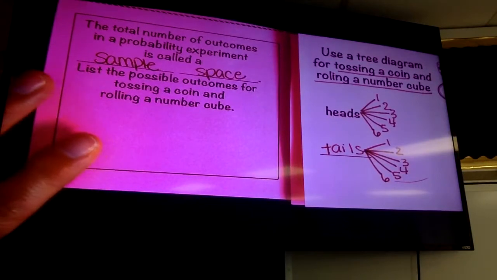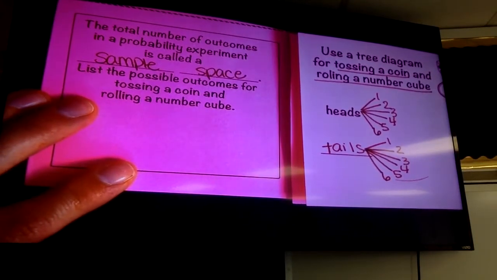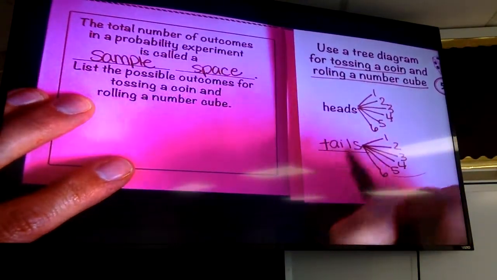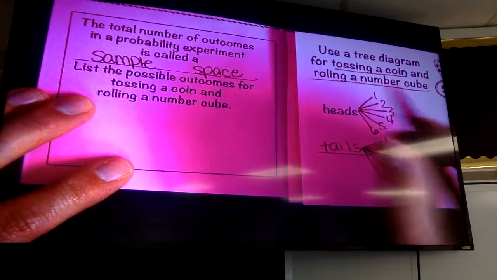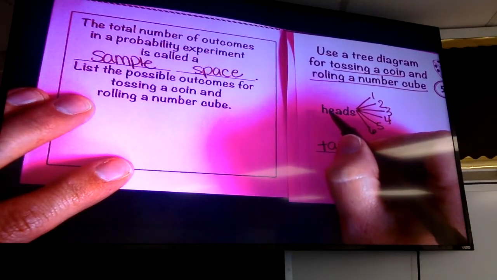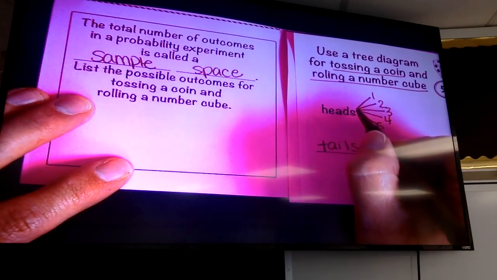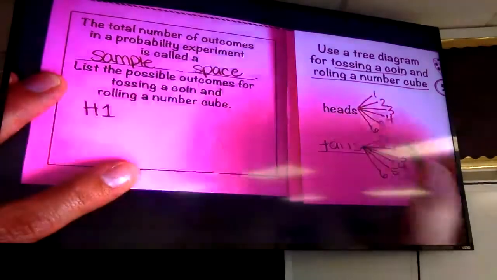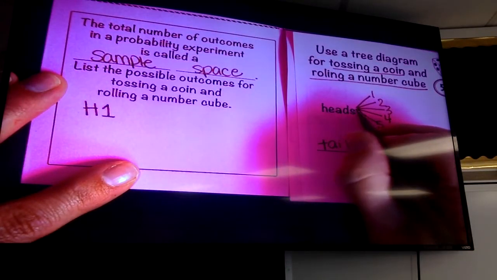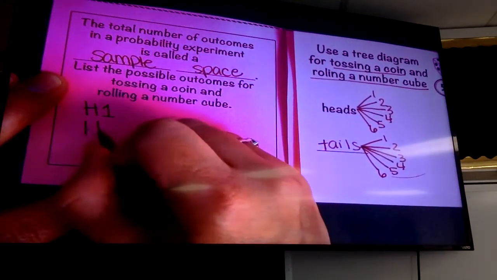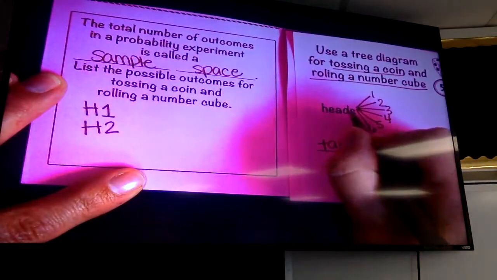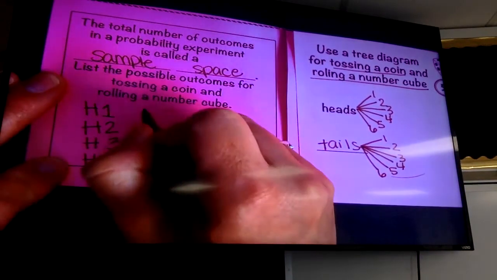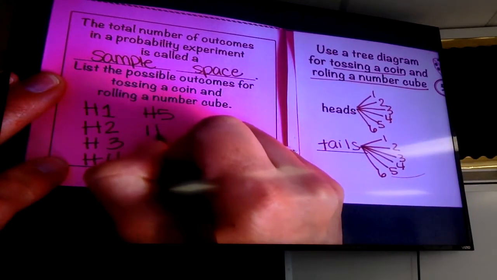Now we're going to list all the possible outcomes for tossing a coin and rolling a number cube. So again, that's when we would want to use our tree diagram to help us organize our information. So how we would list it is we'd start with one branch and we just follow the branches out. So here I have heads and the number 1. So I'm going to write H for heads, 1. That's one possibility. I go back to heads because I'm not done with it. Heads and 2. So H and 2. And so on and so forth. So heads and 3, H, 3, heads and 4, heads and 5, heads and 6.